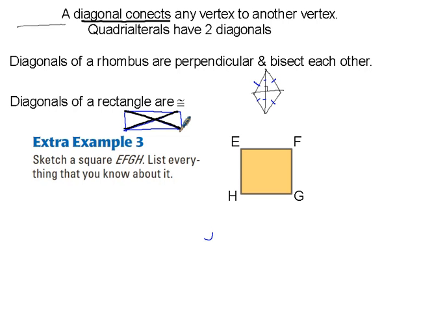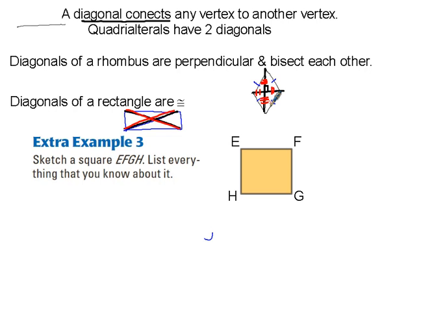Diagonals of a rhombus are perpendicular. So if it's a rhombus, that means all four sides are congruent. That means these diagonals are going to be perpendicular. And diagonals of a rectangle are congruent. So diagonals of a rectangle, these two sides here are equal in length. Up here we said diagonals of a rhombus are perpendicular, but they also bisect each other, which makes that segment equal to that segment, and that segment equal to that segment. They're bisecting each other.